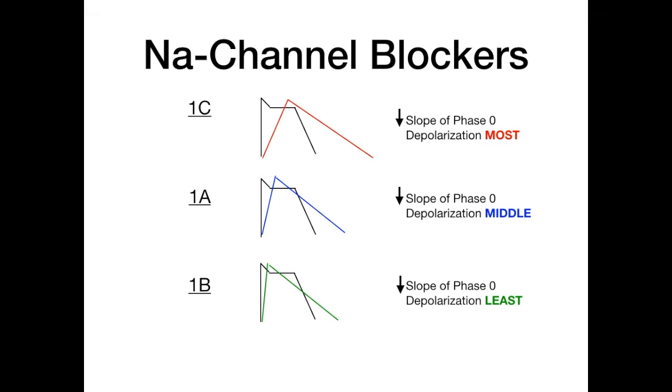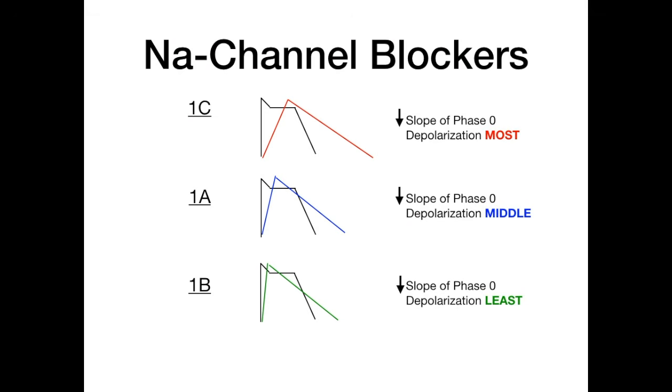So the sodium channel blocker 1C group will decrease the slope of phase 0 the most. The 1A group will decrease the slope of phase 0 in between C and B, and then B will have the least amount of decrease in slope of phase 0. So as you can see, all of the sodium channel blockers are going to decrease the slope of phase 0, okay? The question is, how much is it going to happen?